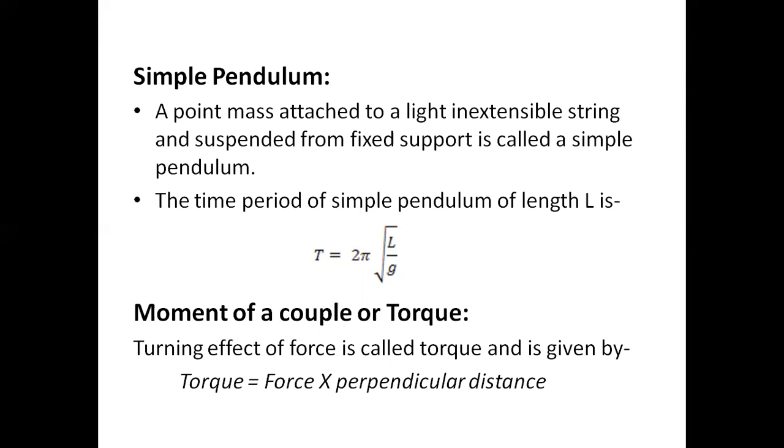A simple pendulum is a point mass attached to a light inextensible string and suspended from a fixed support. When the simple pendulum is allowed to oscillate, the time period of oscillation of a simple pendulum having length L is given by T is equal to 2 pi root of L by g.